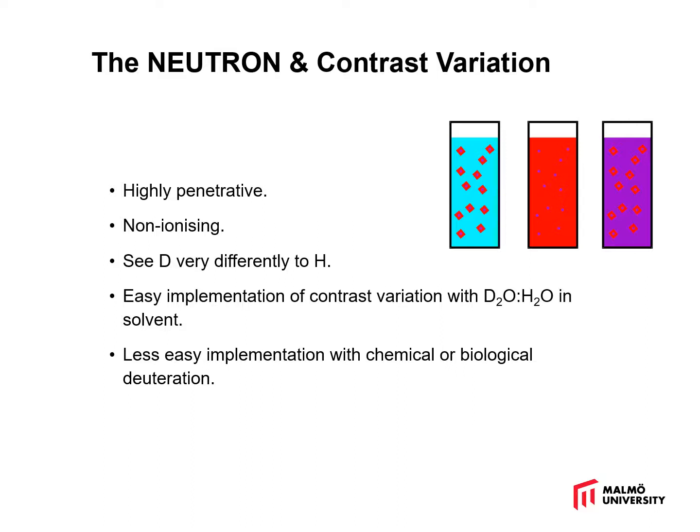So neutrons allow us to look very differently at matter. They're highly penetrating, they're non-ionizing, they see deuterium very differently from hydrogen. There's an easy implementation, in fact, of contrast variation just by changing the D2O/H2O ratio of the solvent. There's a less easy implementation of deuteration through chemical or biological deuteration, and I'm going to talk a little bit about that in the next few slides.